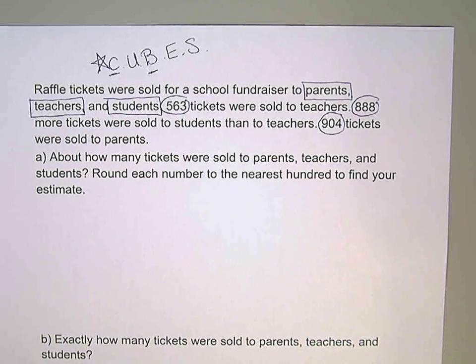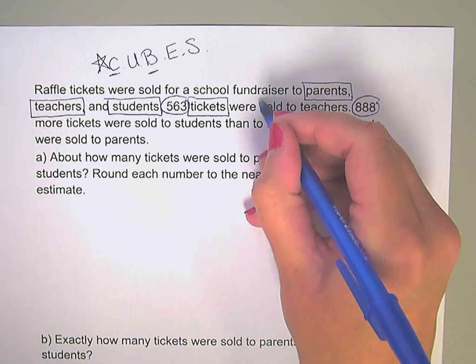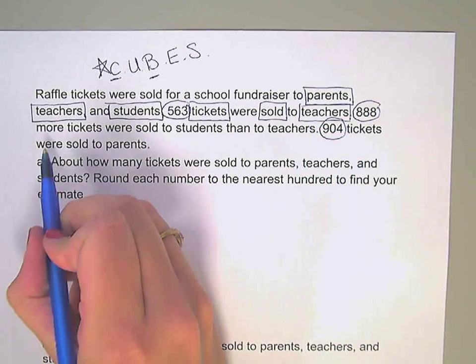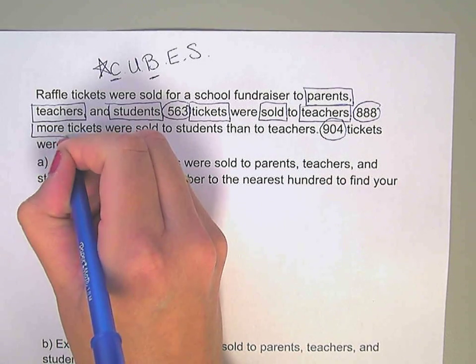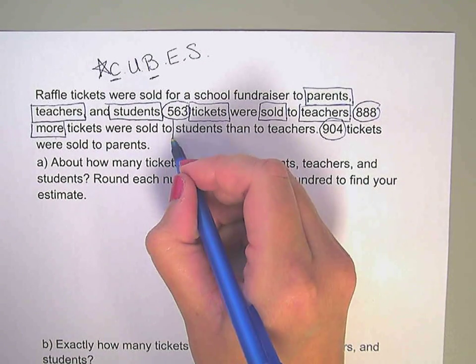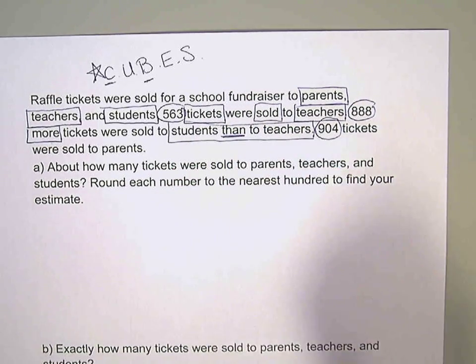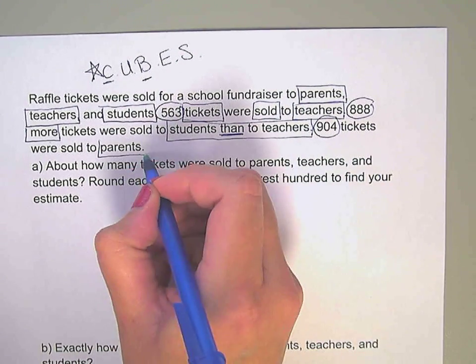Alright, so now that we have our parts, we're going to also look at some of the math action words. I do see tickets as our units. I see sold to teachers. I also see 888 more tickets. Ooh, I always want to box in anything that says more or less. That really helps me out. And this was sold to students than to teachers. Anytime I see the word than, that must be a comparison. Now I have 904 tickets were sold to parents.